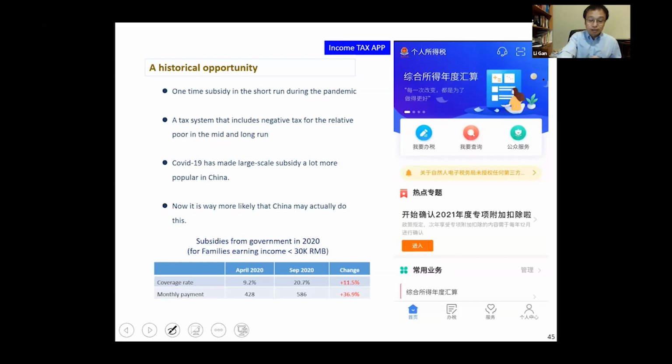You can see this is data from families earning incomes less than 30,000. The government has tried, in the current system, to increase the coverage rate. This is April data: 9% among those people are covered, they get subsidized from the government. In September, it increased from 9% to 20%. The monthly payment per household increased from 400 to 560, $86. So for those the government can find, they do this because they have the DIBAO, they have an unemployment insurance system.